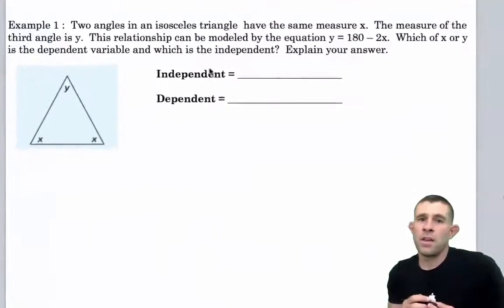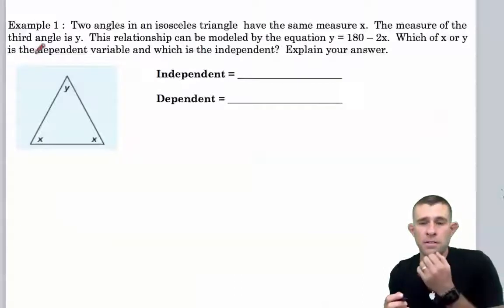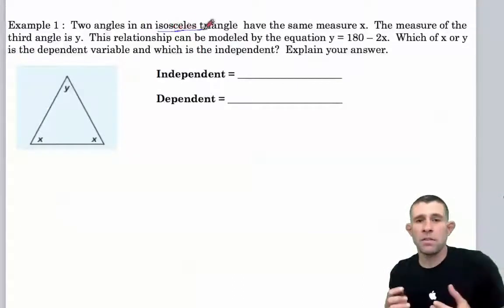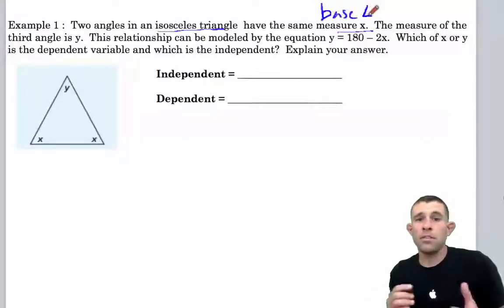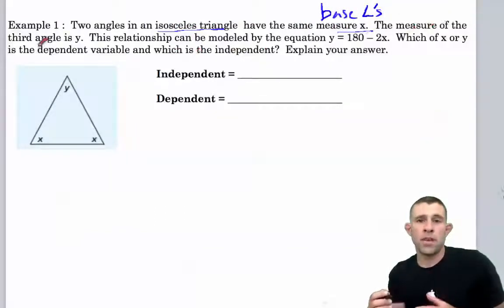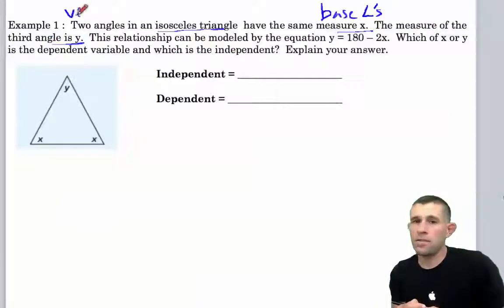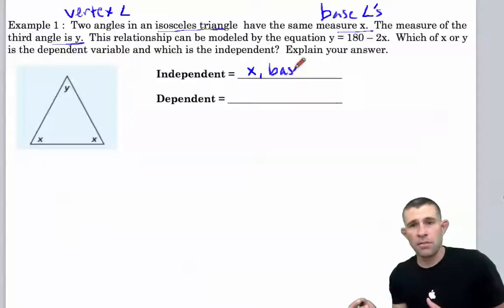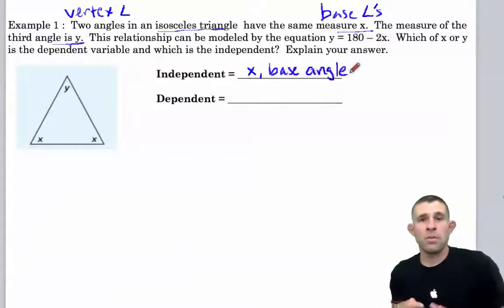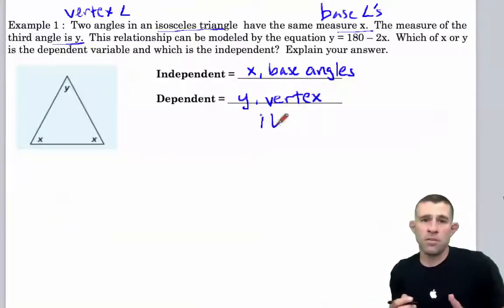Let's take a look at a few examples. In example number 1 here, we have an isosceles triangle whose base angles measure x and a vertex angle, or the third angle, measures y. Now the relationship between these two measures of the angles can be modeled as y equals 180 minus 2x. We want to know which is the independent and which is the dependent variable. Well, our independent variable is going to be the variable x, or the measure of the base angles. Our dependent variable is going to be y, the vertex angle. And the reason why is because the vertex angle depends on the measure of the base angles.